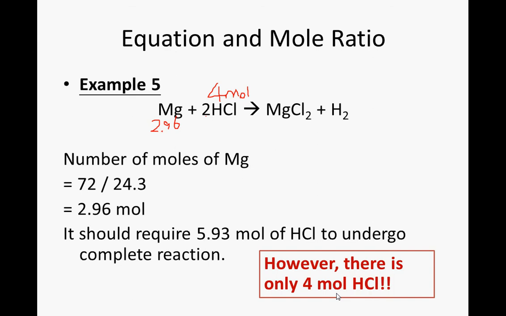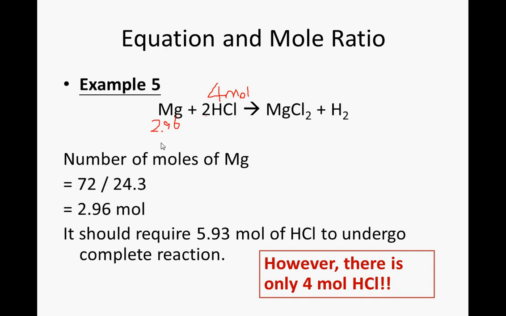So which one is in excess this time? We call Mg in excess because not all of Mg can be reacted since there is only 4 mole. And we say HCl is the limiting reactant because we need 5.93, but there is only 4 mole. It means not enough to react with all the Mg. So we say HCl is the limiting reactant, Mg in excess.